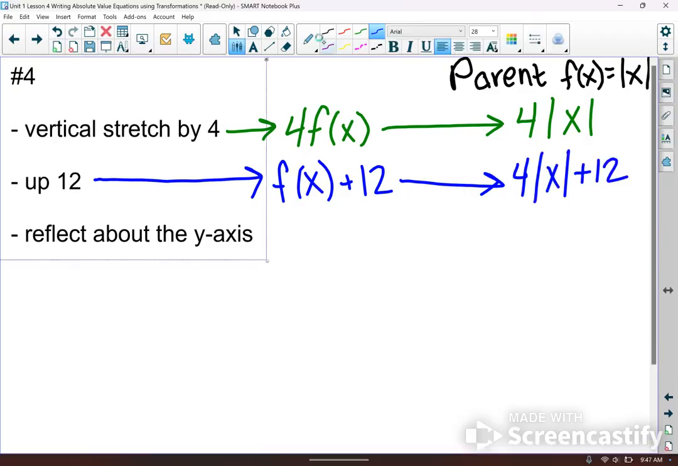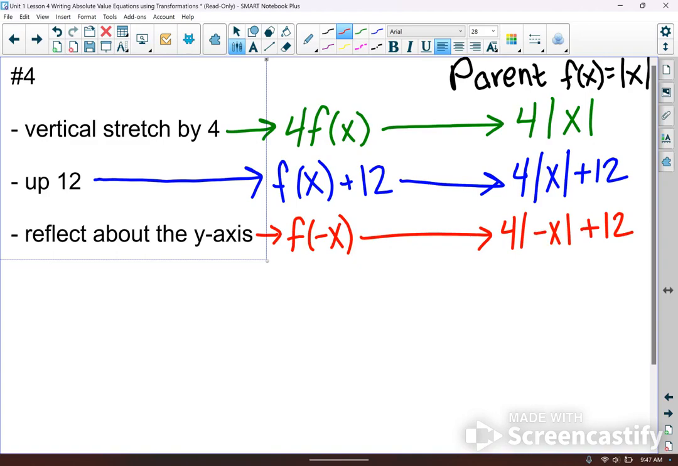Our last transformation is to reflect about the y-axis. That is a negative on the inside. Notationally, this says replace x with negative x. X is all by itself, so I'm confident in my direct substitution that my equation would look like this. Clearly different from number 3's equation because of the order the transformations were given to me. I know that I want to name it something different, so we're going to say the equation m of x.